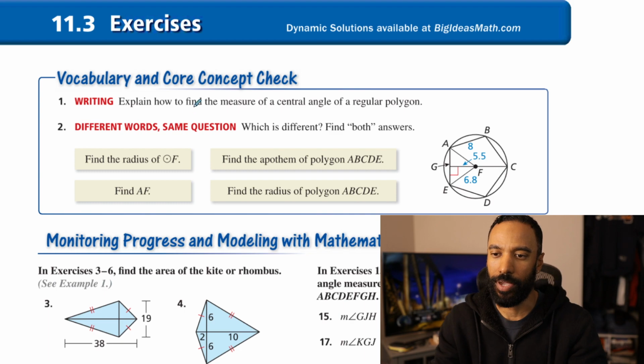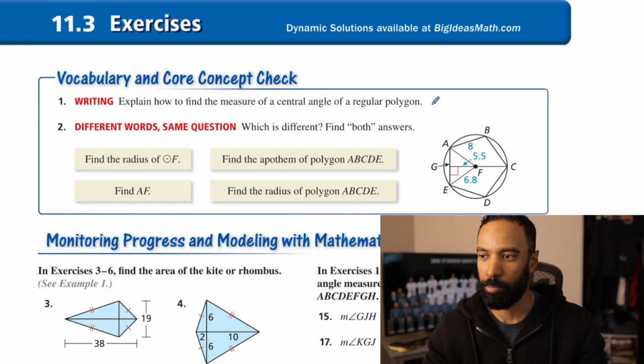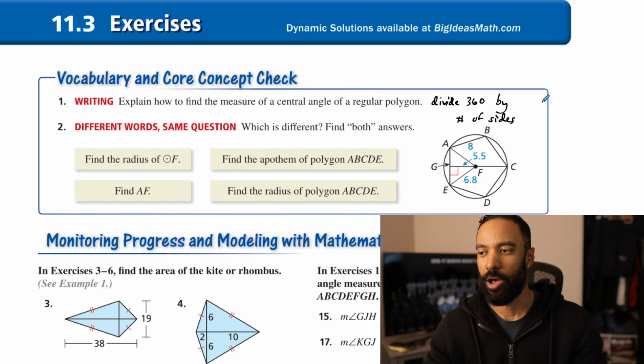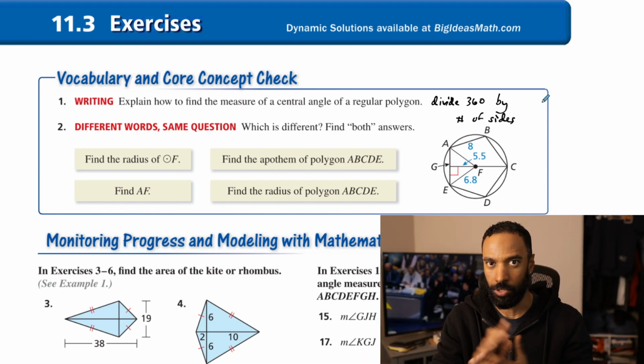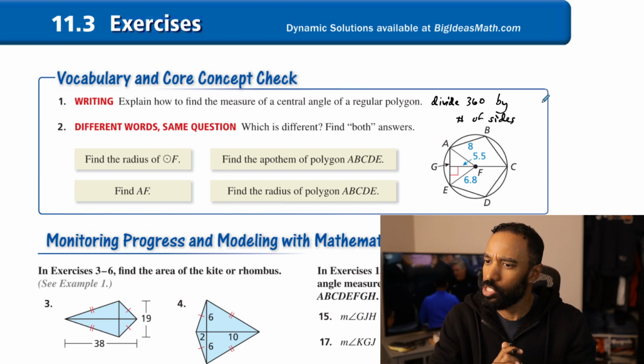So let's start with the vocabulary and core concept check. Explain how to find the measure of a central angle of a regular polygon. You divide 360 by the number of sides. So regular polygon, like a 5-sided shape, you divide 360 by 5. There are 5 central angles. They're each congruent, 72 degrees, things like that.